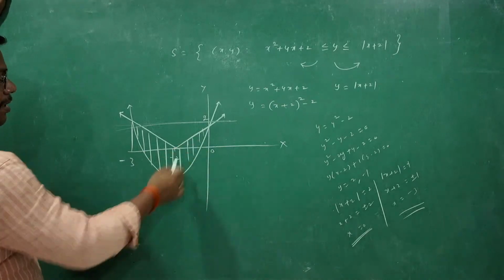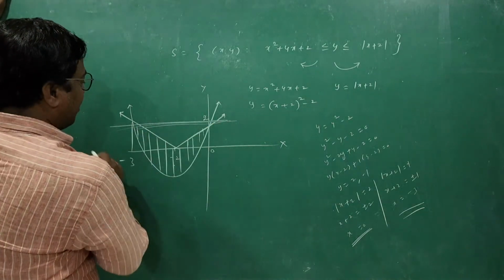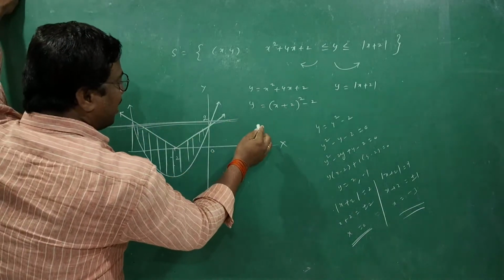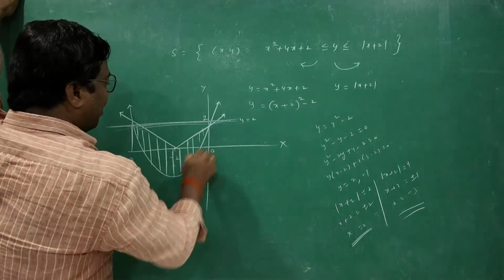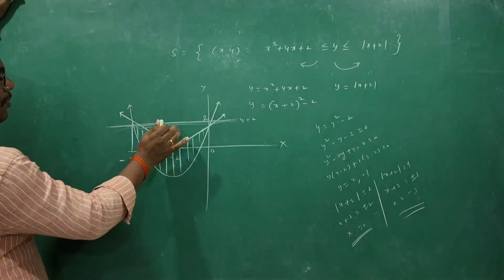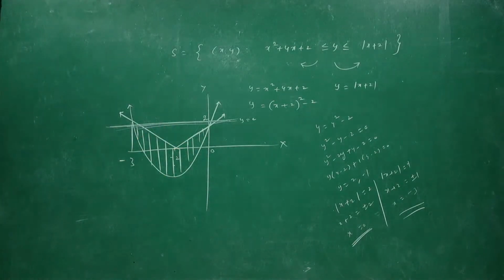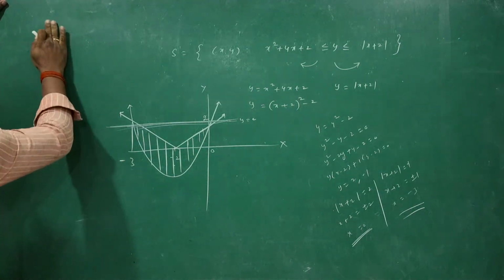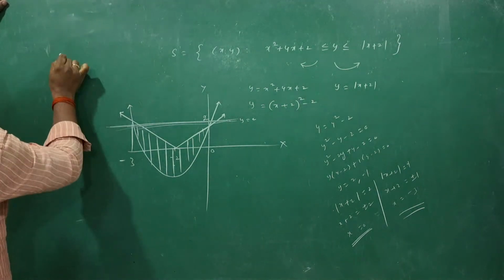To get this area, first I am going to find the area between the line parallel to x axis, y equal to 2, and the parabola. After that, removing this area of triangle, you will get the answer. Okay. First, integration from required area I am going to write.